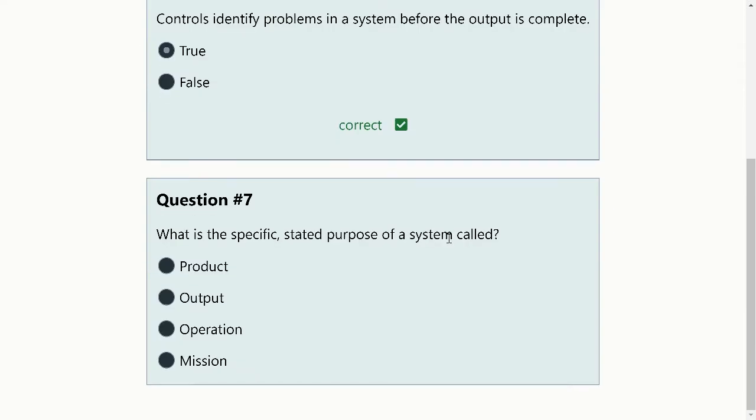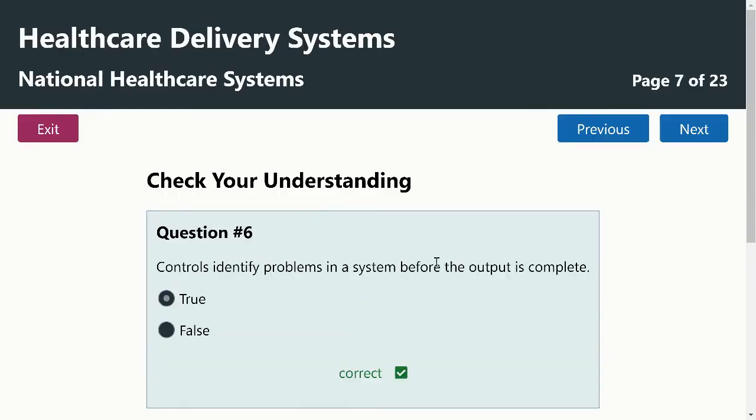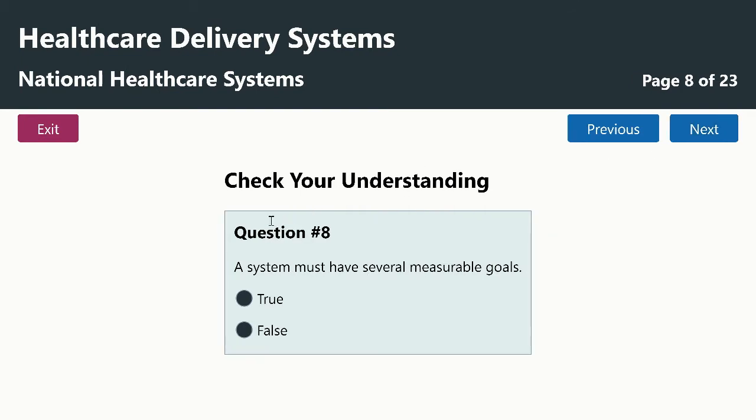Alright. What is the specific stated purpose of a system called? I heard somebody say mission. She did. She said mission. Did you say mission? A system must have several measurable goals.